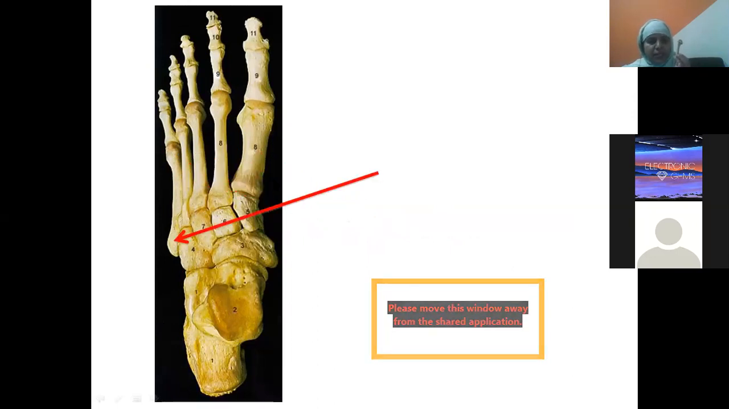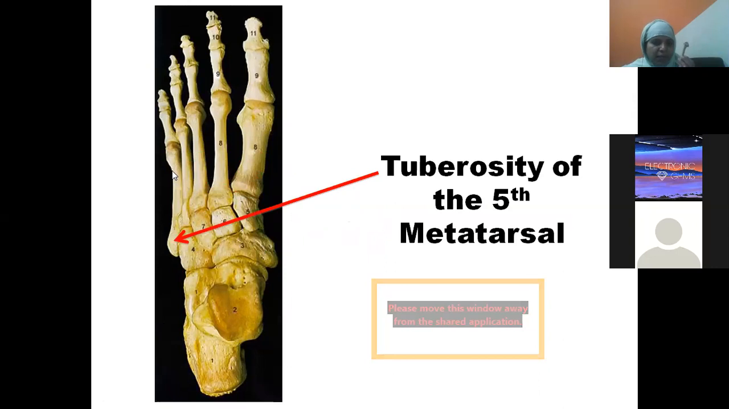Metatarsals. When you look at the 5th metatarsal bone, it shows one projection, which is the characteristic feature of this particular metatarsal, which you should remember, and which is called the tuberosity.